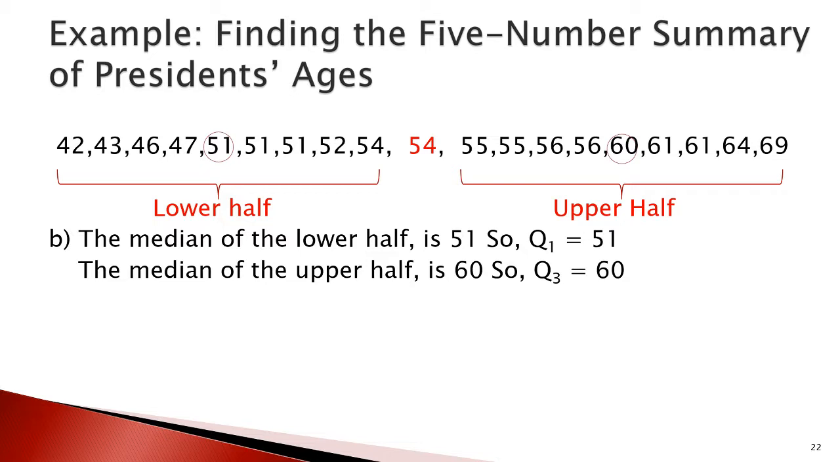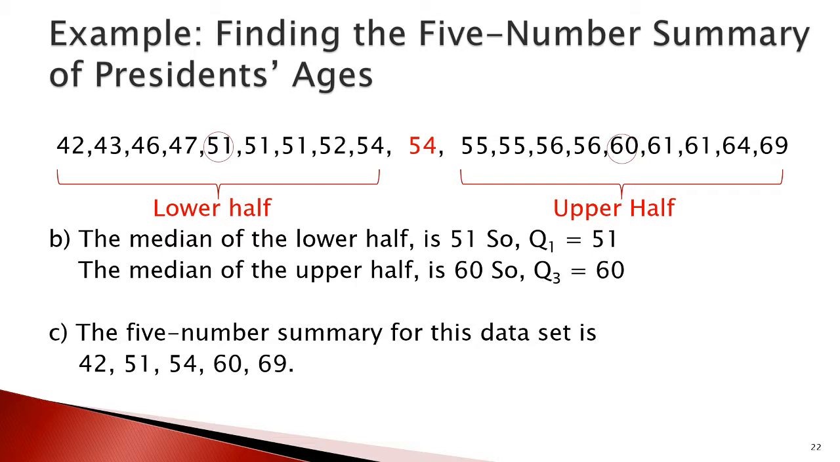The median of the first half is 51 because there are 9 numbers in the lower half and the middle number is the fifth one. So the median of the lower half is 51, so our first quartile is 51. The median of the upper half is 60. Like before, there are 9 numbers, the middle number is the fifth one, so the value is 60, so the third quartile is 60.